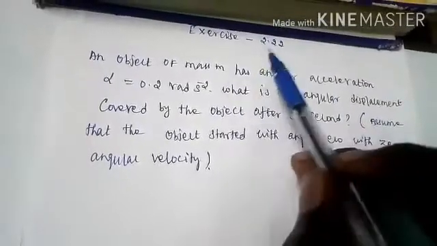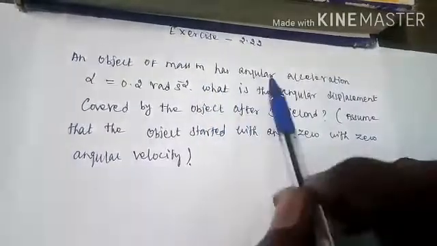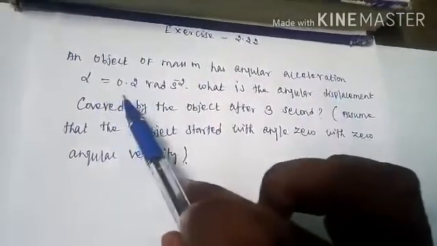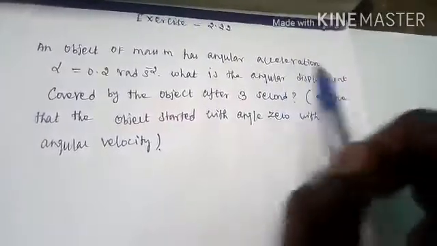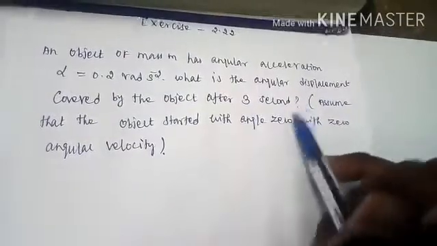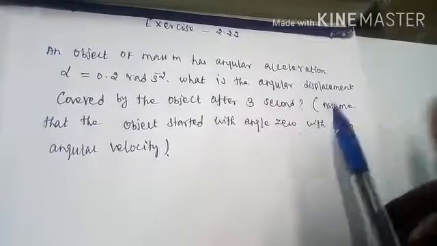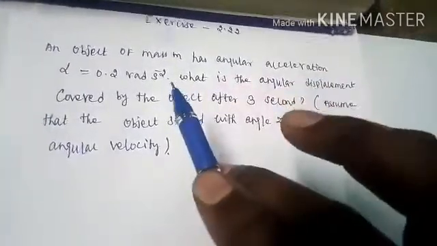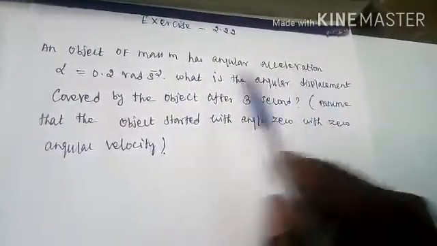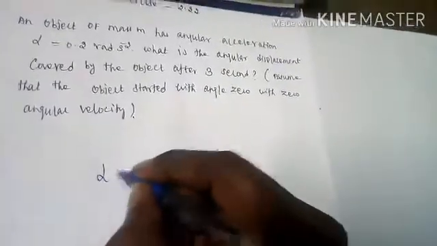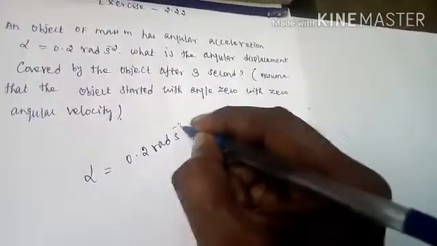Next one is exercise 2.22. In our question, an object of mass m has angular acceleration alpha equal to 0.2 radian second minus 2. What is the angular displacement covered by the object after 3 seconds? Assume that the object started with angle 0 and 0 angular velocity. What is given here? The angular acceleration alpha is 0.2 radian second minus 2.